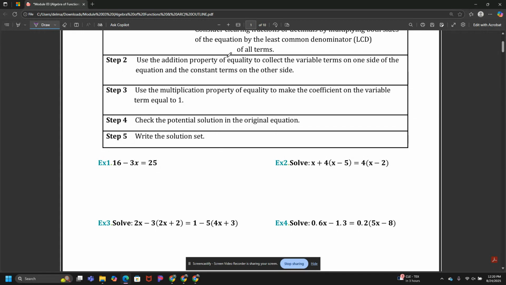We can use the addition property of equality to collect the variable terms on one side of the equation and the constant terms, or the terms without a variable, on the other side. We can use the multiplication property of equality to make the coefficient on the variable term equal to 1. We can check the potential solution in the original equation, and we can write the solution set.